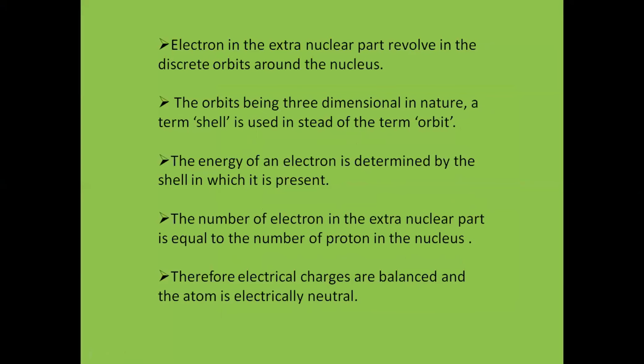The number of electrons in the extra nuclear part is equal to the number of protons in the nucleus, and neutrons have no charge, which are neutral. So when the positive number is the same as the negative number, both the charges balance each other, and that is why we say an atom is electrically neutral. Is it all right? So from this statement that the number of electrons in the extra nuclear part is equal to the number of protons in the nucleus, we can easily conclude that an atom is electrically neutral. Very well.